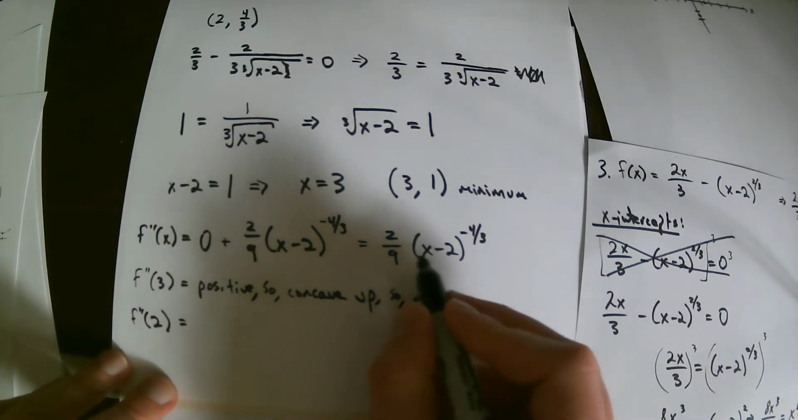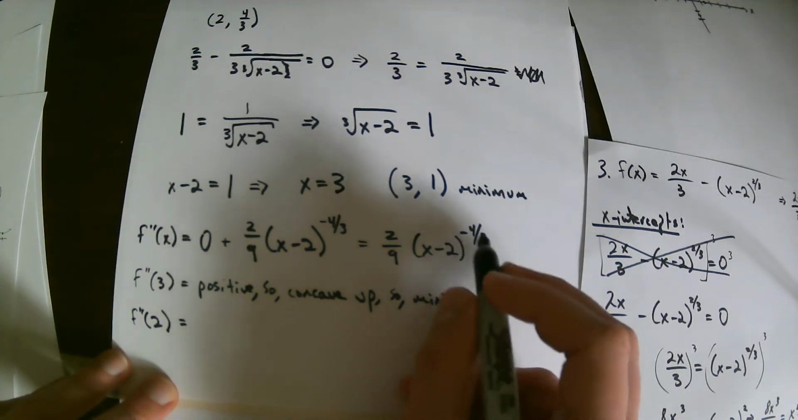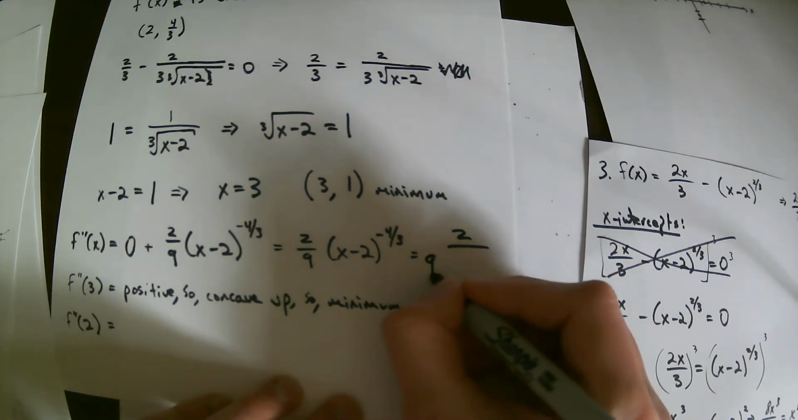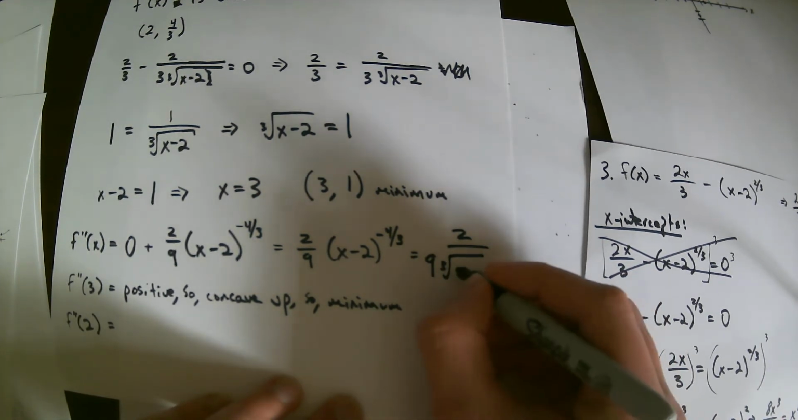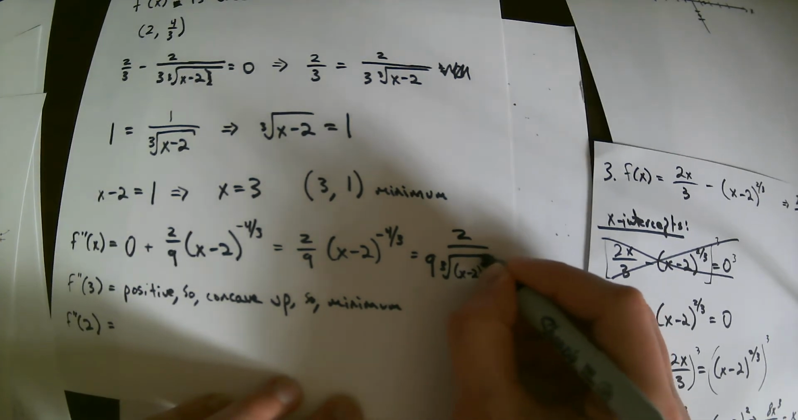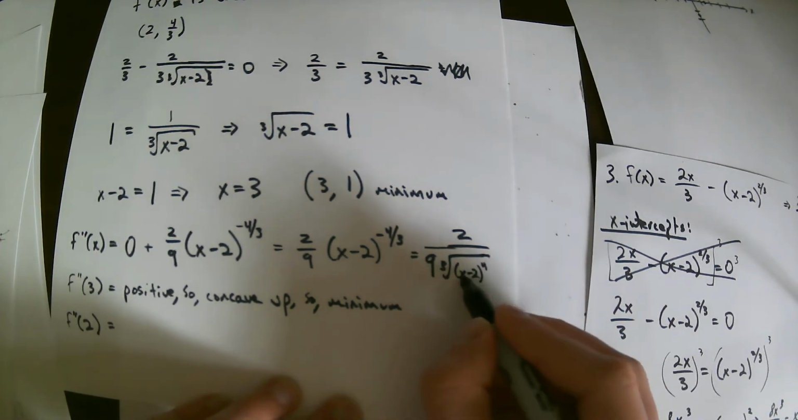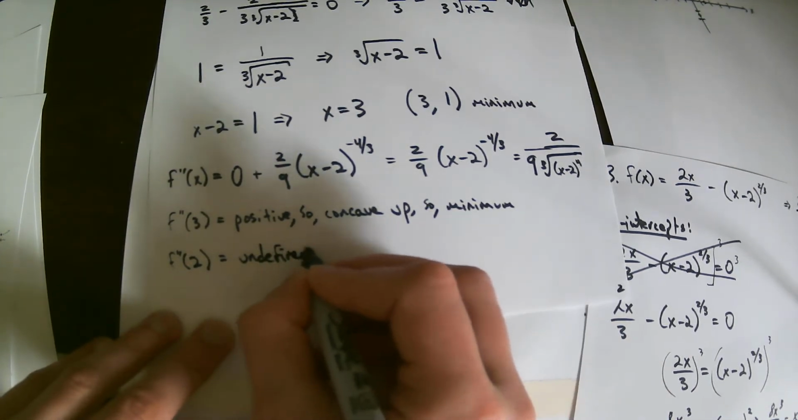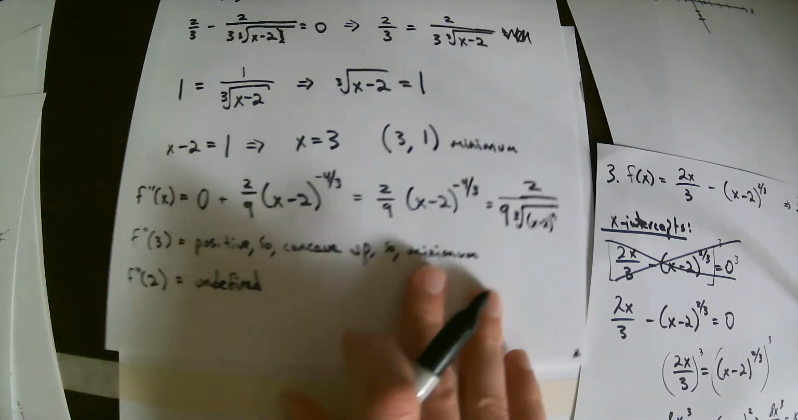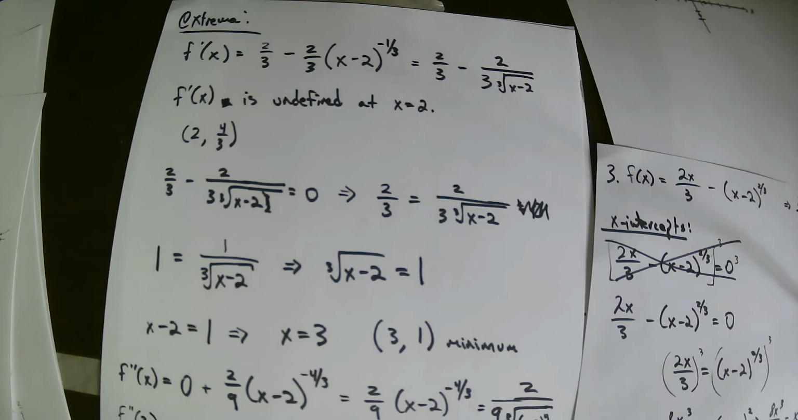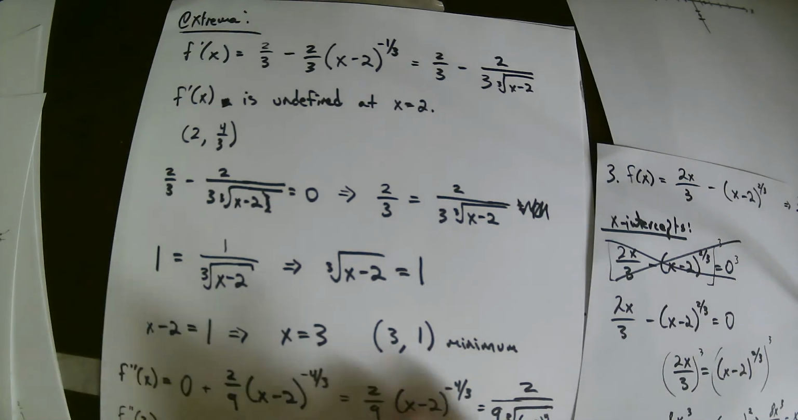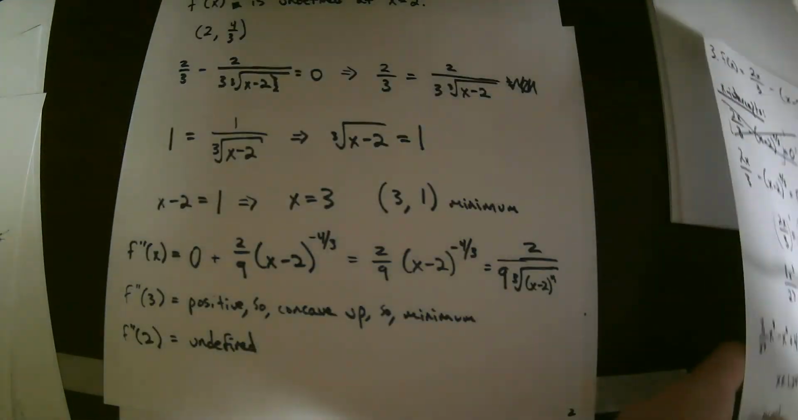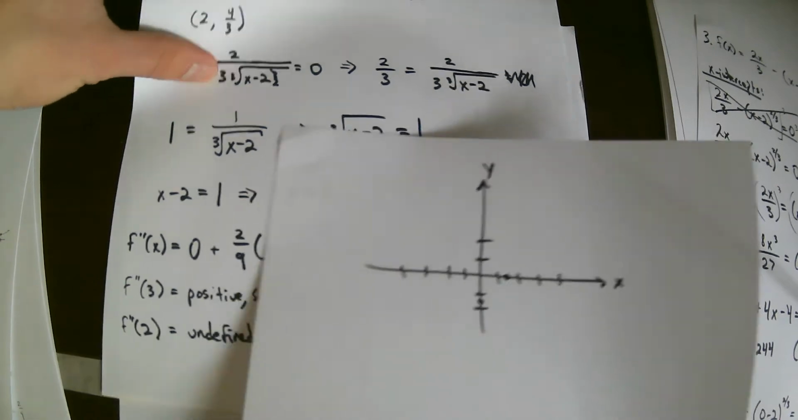If I try to plug 2 into this, it's in the denominator, right? This is a negative exponent. This is the same as 2 over 9 times the cube root of x minus 2 to the 4th. So if I plug in 2 here, I'm getting a 0 in the denominator. So I can't use the second derivative test on this point. I would have to test it some other way. But let's see where we are now. Maybe we don't need to test it some other way. Maybe we can just make some inferences from our graph to see where we are.